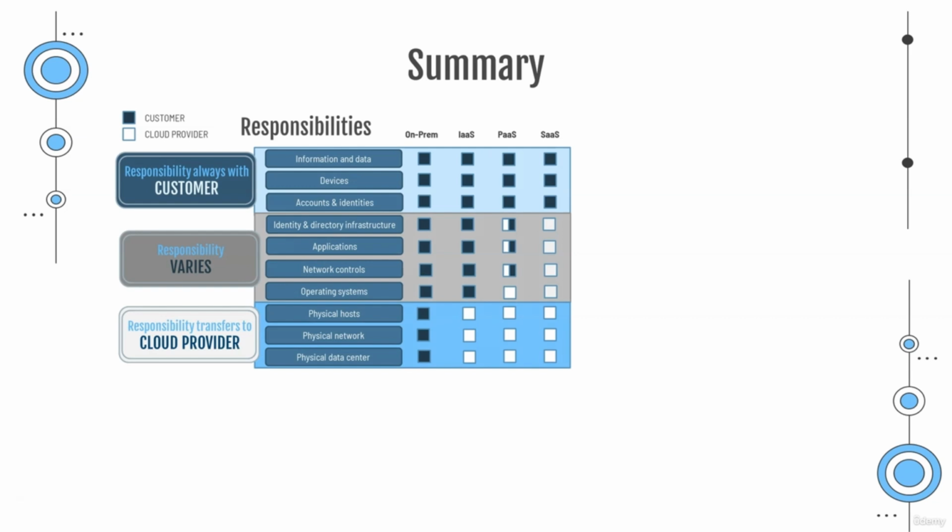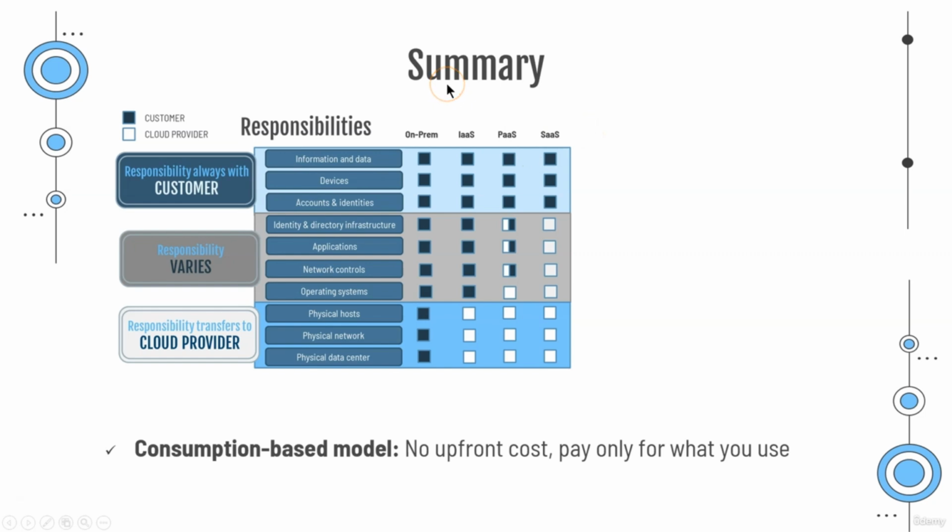After that, we've also talked about the shared responsibility model, in which when we come from the on-premise, so from our private cloud, we have responsibility for everything. And then slowly, as we are going through the different service types, the responsibilities are shifting more towards the cloud provider. And in the last lecture, we've also talked about the consumption-based model, where we have no upfront cost and we only pay for what we are using.